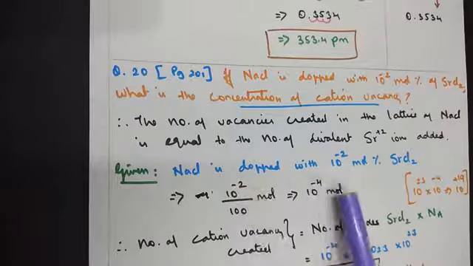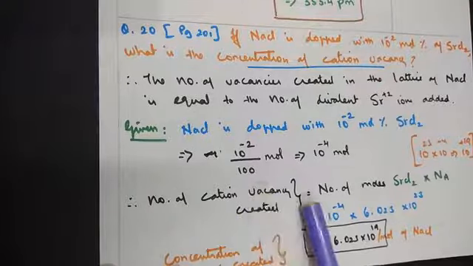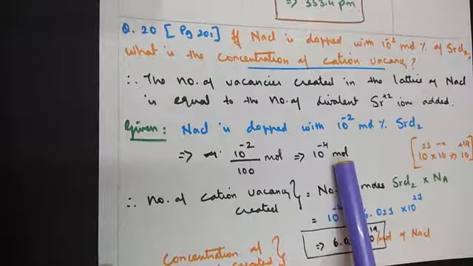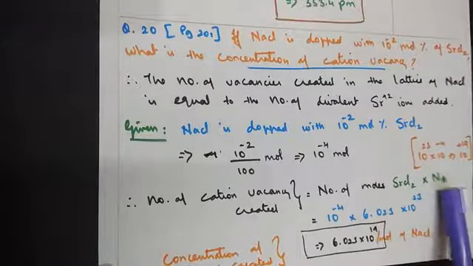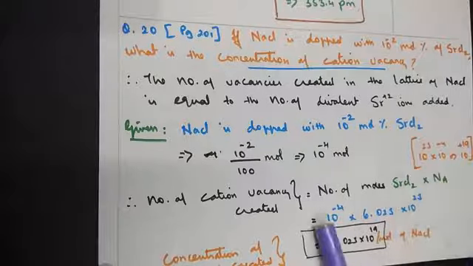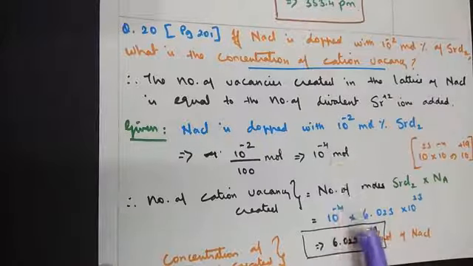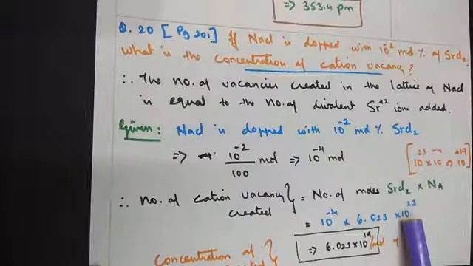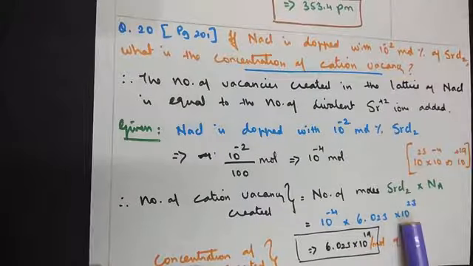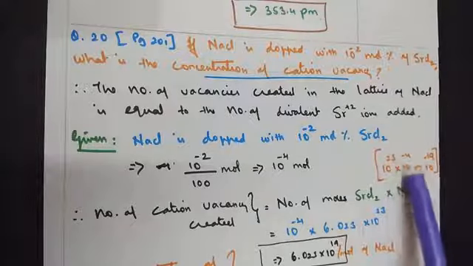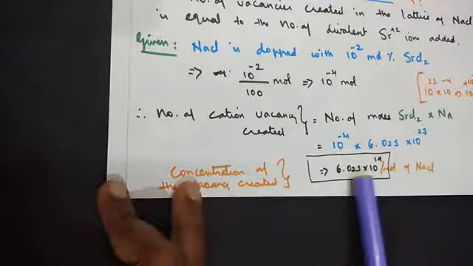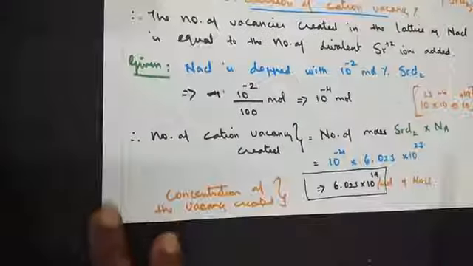Coming back to the question, therefore, the number of cation vacancies created is equal to the number of moles of strontium chloride times NA, where NA stands for Avogadro's number. Multiply it, that is 10 to the power minus 4 into 6.023 into 10 to the power 23. Now, laws of exponents can be followed because in both places the base is 10. So 10 to the power 23 into 10 to the power minus 4 gives us 10 to the power 19. Therefore, the concentration of the vacancy created is equal to 6.023 into 10 to the power 19 per mole. Thank you.